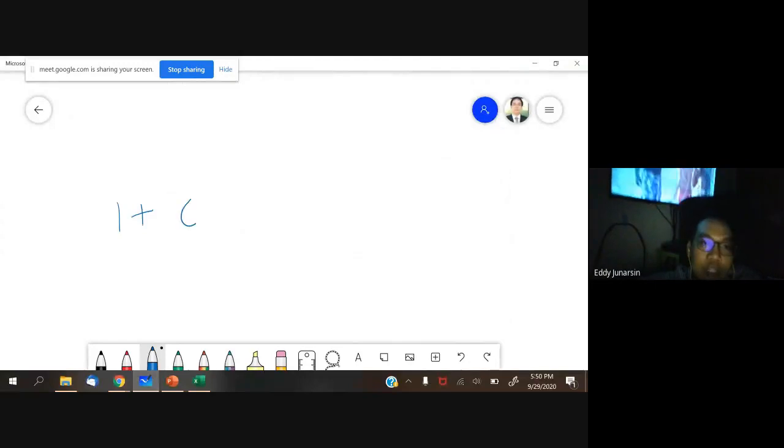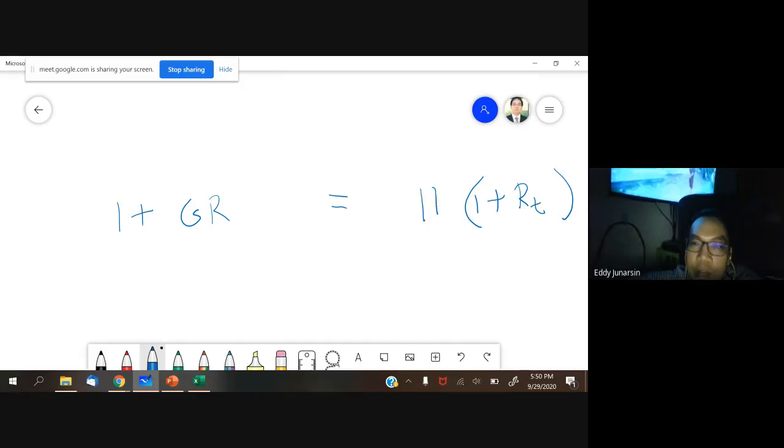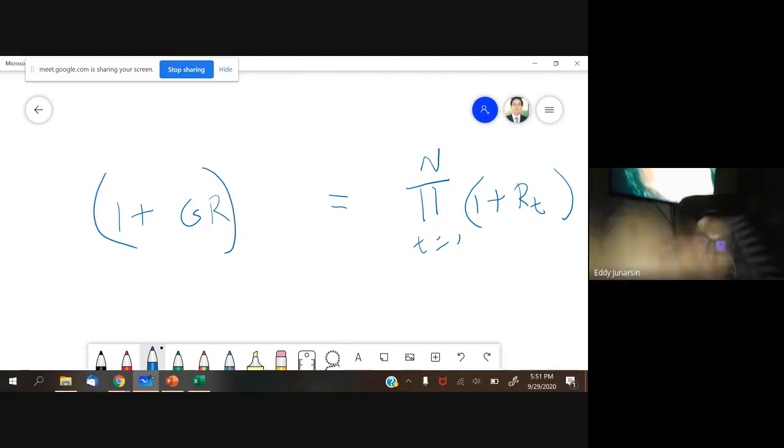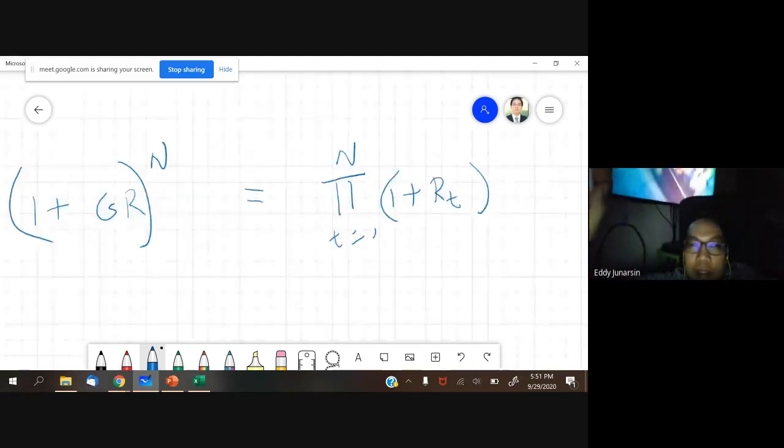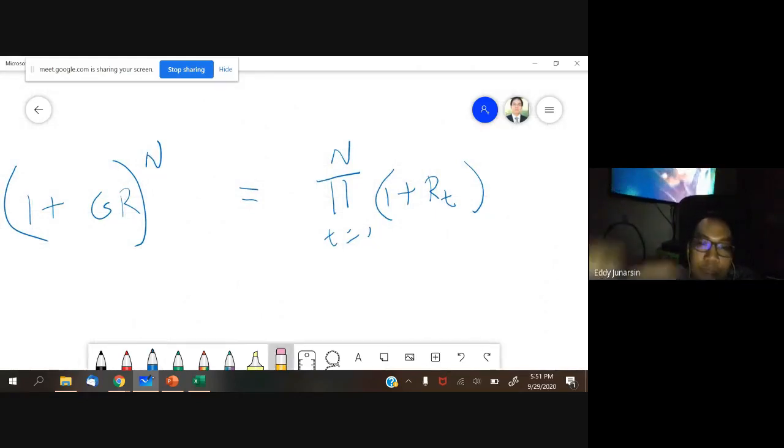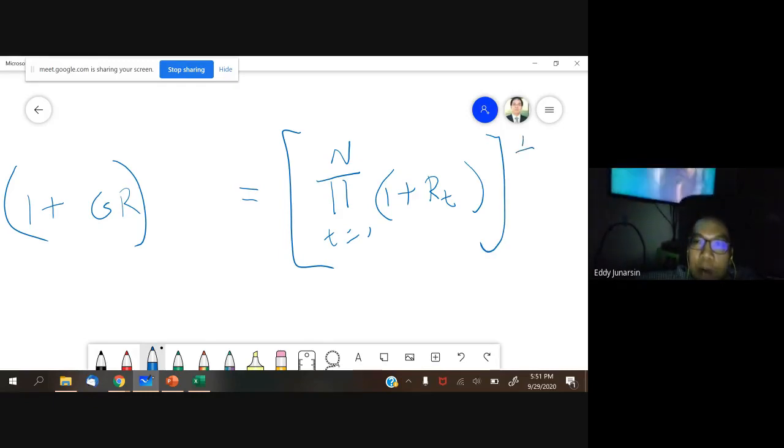So 1 plus the geometric return, or time weighted, should equal 1 plus the return at time t, and then we find the pi, the multiplication. So this is to the power of n. When we move it there, it becomes to the power of 1 over n. And then we move the 1 there, so minus 1 at the end. But here we use n because it's more than 1 year, for example 2 years, 3 years, or whatever.